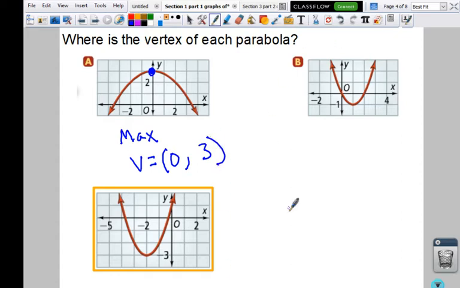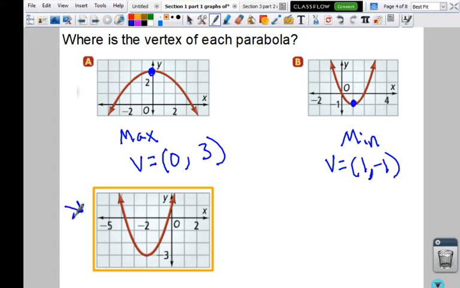On part B, I have my vertex right here. Is it max or min? Min. I almost wrote that though. Nice. And my x, y coordinate: right 1 for my x, and I'm going down 1, so (1, -1). Alright, not too bad so far.